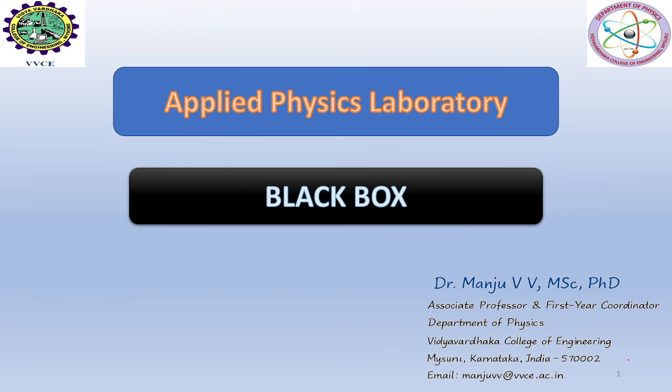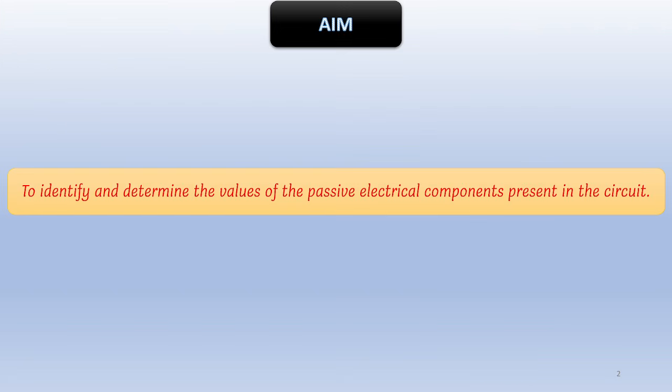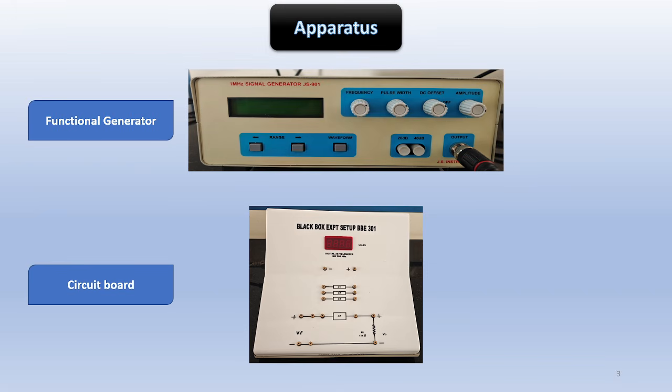Now we have a black box experiment. Here, black has got nothing to do with black body radiation. Here, black indicates some unknown electrical components. Coming to the aim of the experiment, the aim is to identify and determine the values of passive electrical components present in the circuit. Passive electrical components are nothing but any components which store, dissipate, or transfer energy. Coming to the apparatus, we need a function generator as well as a circuit board.